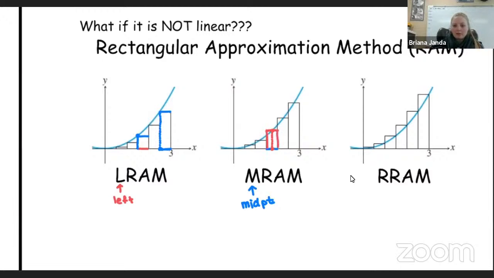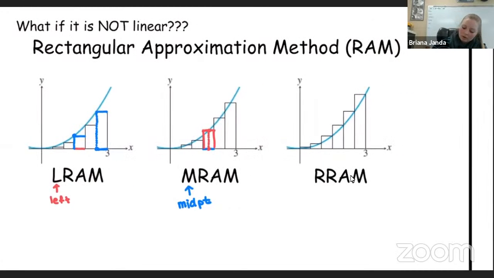And then finally, R represents to use the right-hand side of the base. And so of that little interval that we have down here, I'll use the right-hand side, follow it up to my curve, draw the matching base from below, and then connect those, and we get the rectangle that we'll use to approximate.